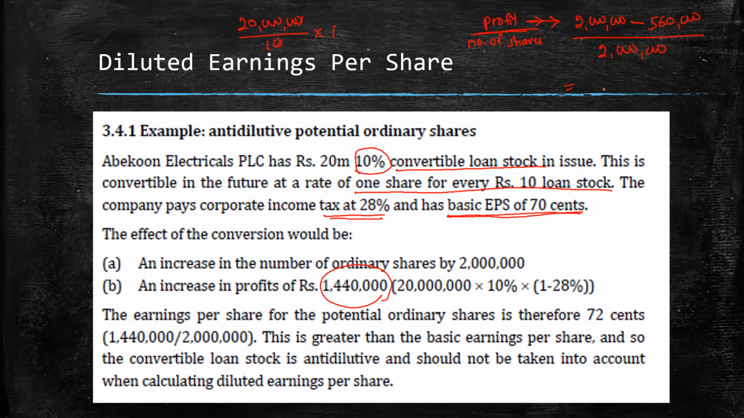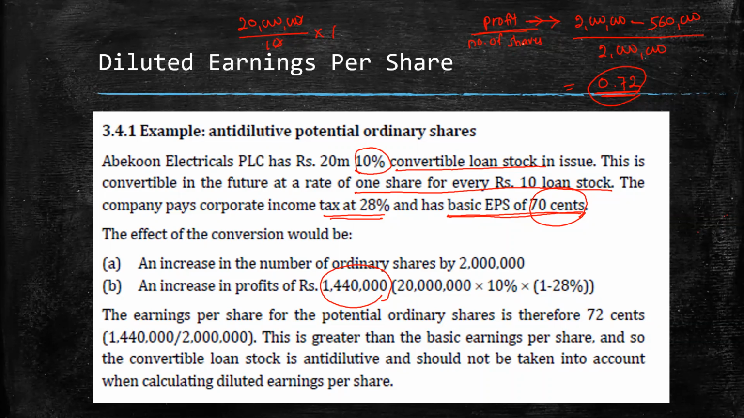So what is the figure we may have here after dividing? 0.72. Right? So if this is converted, this will be the impact to our earnings per share. Now compare this figure with the basic earnings per share value. Basic earnings per share value is 70 cents. So if we converted this potential ordinary share, the impact is 0.72. Then what has happened?